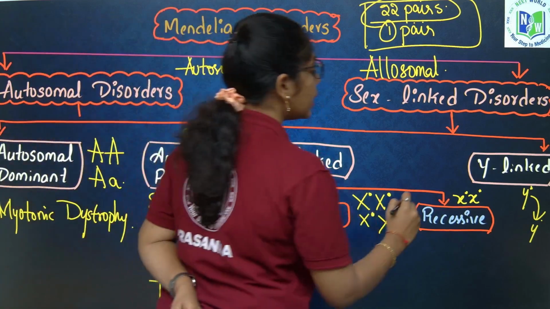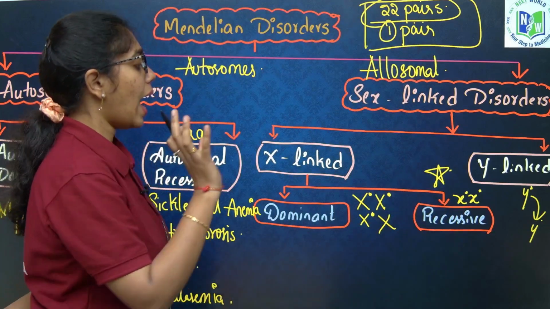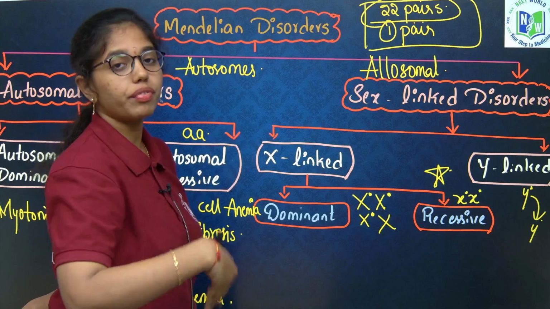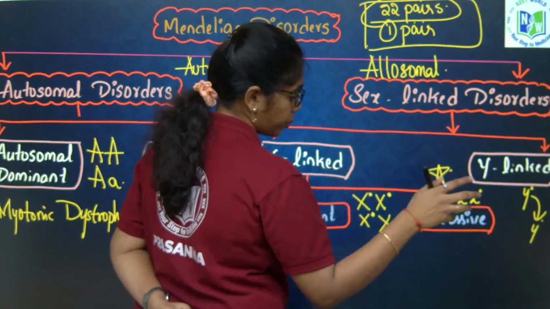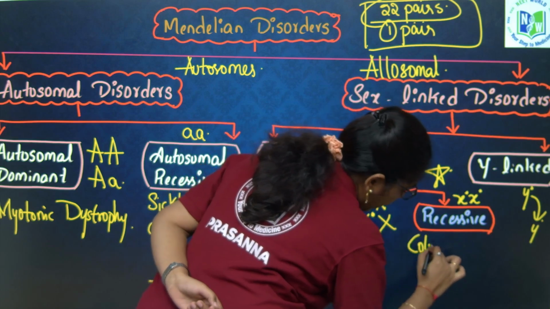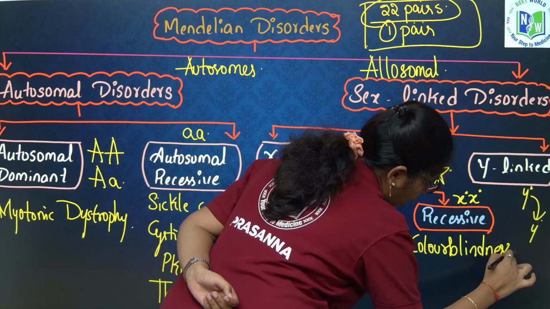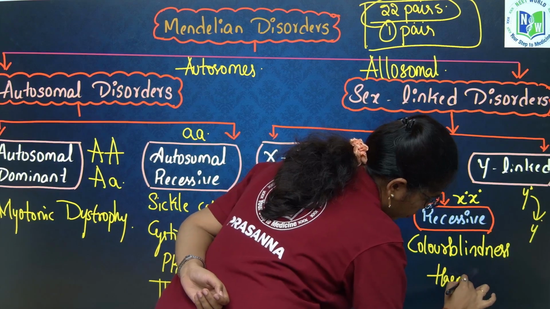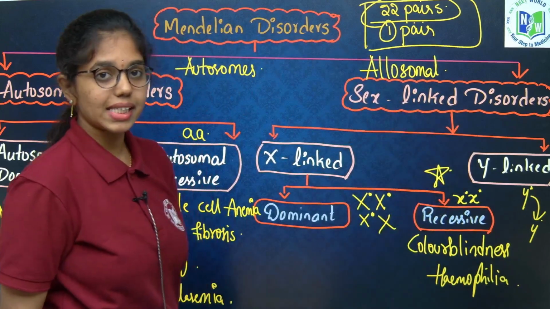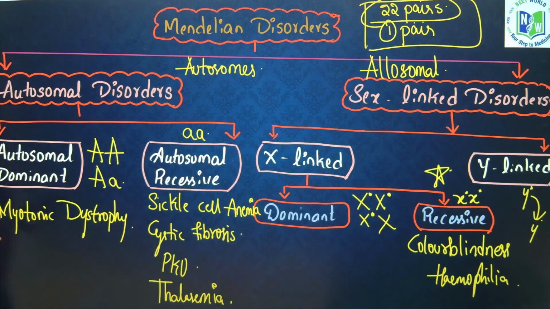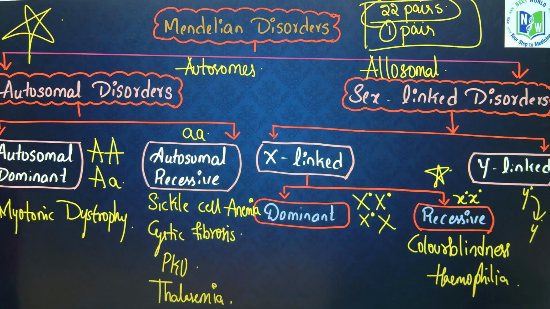Most importantly, questions appear more frequently from X-linked recessive, and this X-linked recessive pattern of inheritance is most commonly seen. X-linked recessive includes 2 diseases from your NCERT. Those are color blindness and hemophilia. These are the 2 diseases under X-linked recessive. You can take a screenshot of it if you want. This table is very much important, beta. You have to fix it in your mind.